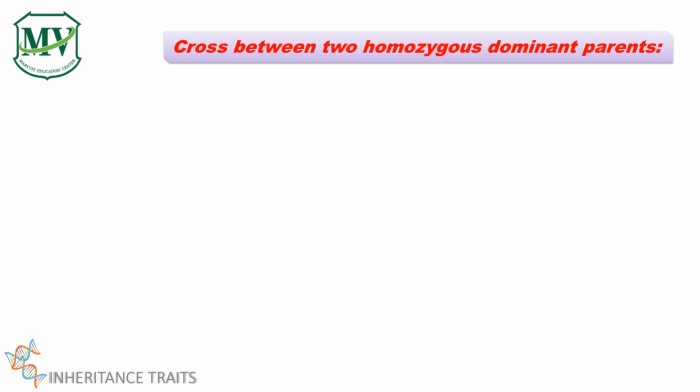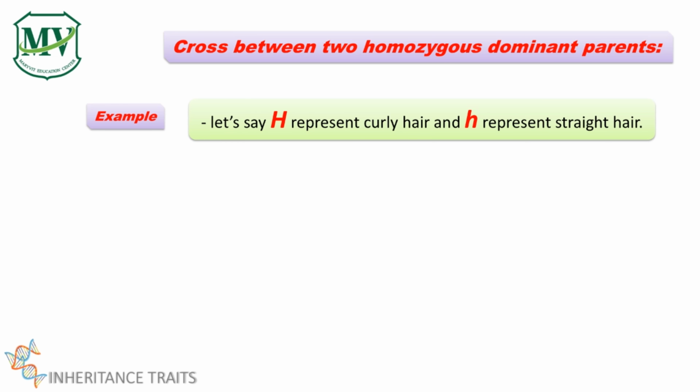In this example, we need to refer from the given information in which we have here the dominant allele, capital letter H, represents the curly hair and recessive allele, small letter h, represents the straight hair.